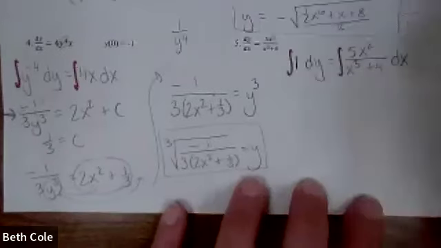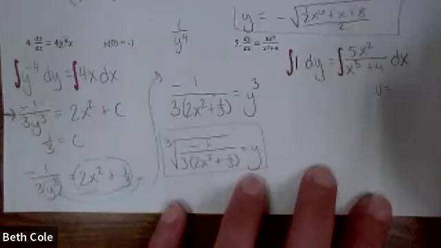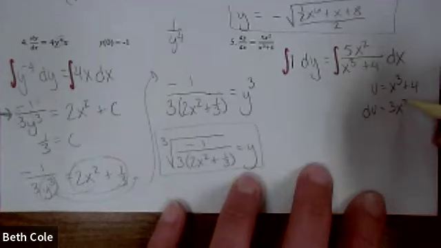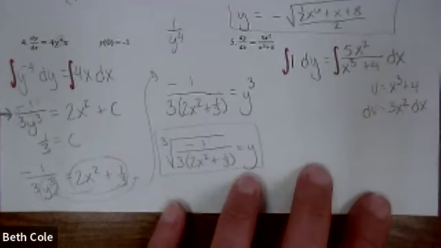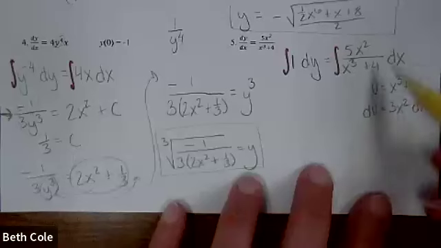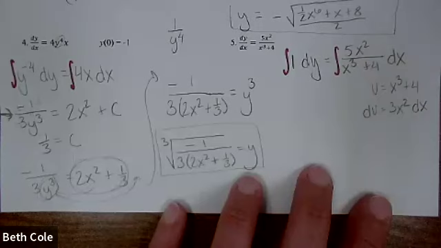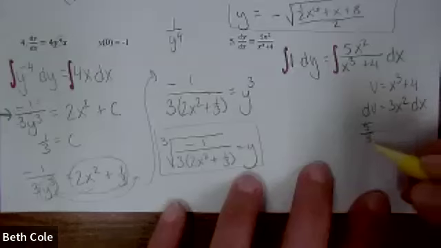There we go. All right, what are we going to let u equal for this one? x cubed plus 4. du would be 3x squared dx. Now you go on a search for that. I have the x squared dx, but I need to turn a 3 into a 5. You would multiply by 5 over 3.